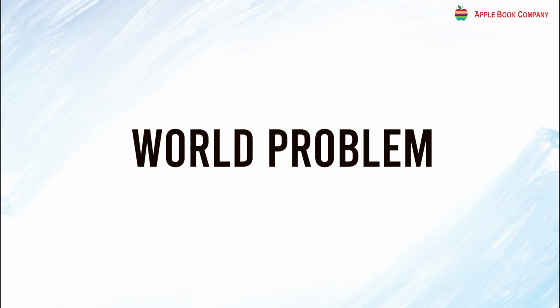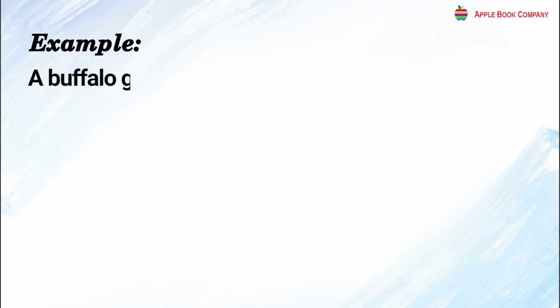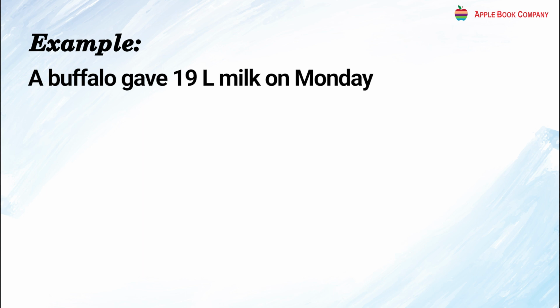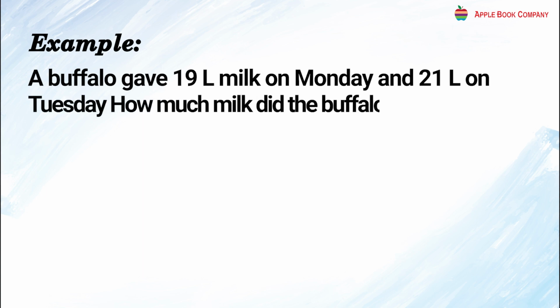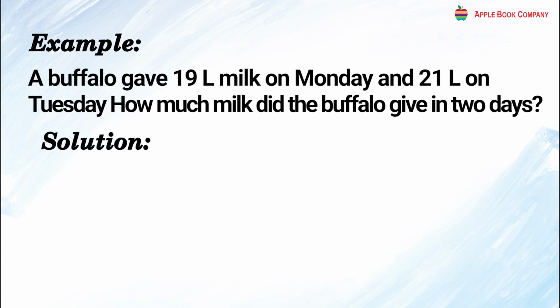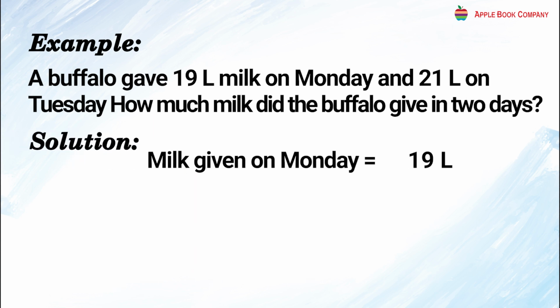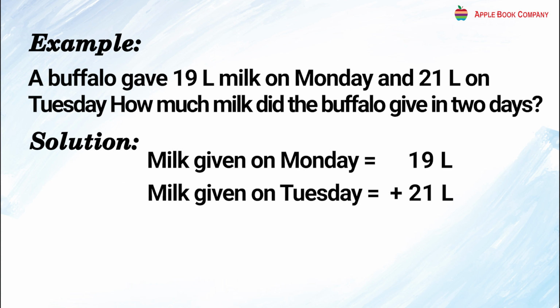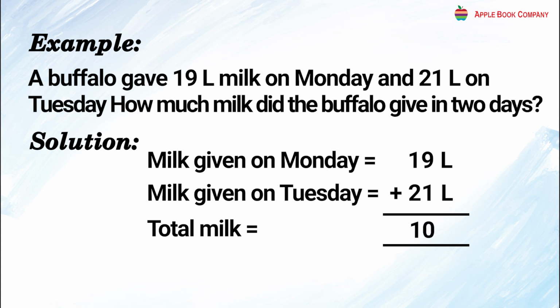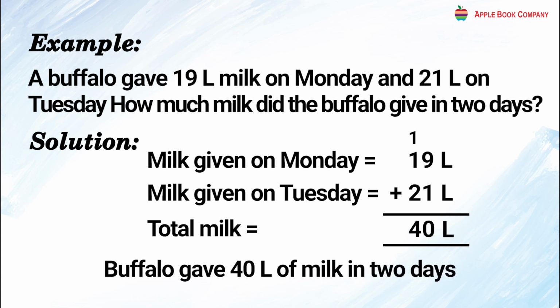Word problems. Example: a buffalo gave 19 liters of milk on Monday and 21 liters on Tuesday. How much milk did the buffalo give in 2 days? Solution: milk given on Monday 19 L, milk given on Tuesday 21 L. Total milk: 9 plus 1 is 10, 1 carried forward, 1 plus 1 plus 2 is 4, so 40 liters. Buffalo gave 40 liters of milk in 2 days.